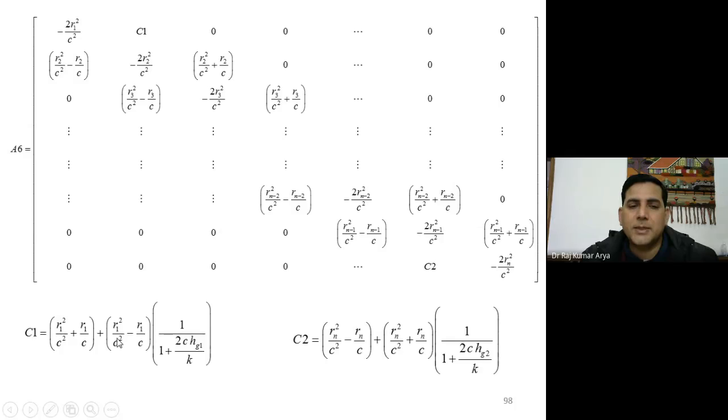This needs to be considered here. The expression of C2 is this one, which needs to be considered here. The rest of the matrix is the same. Correct?